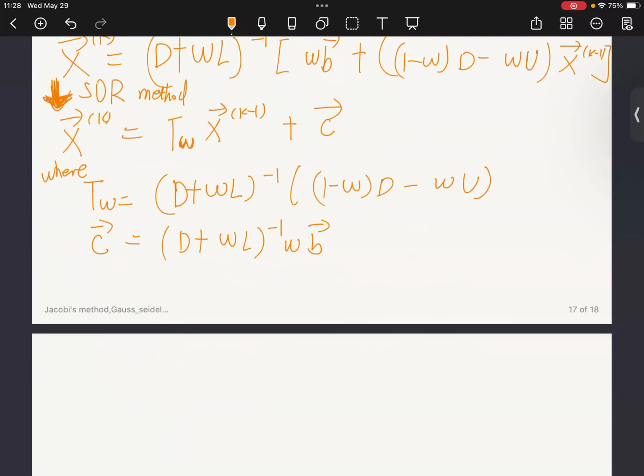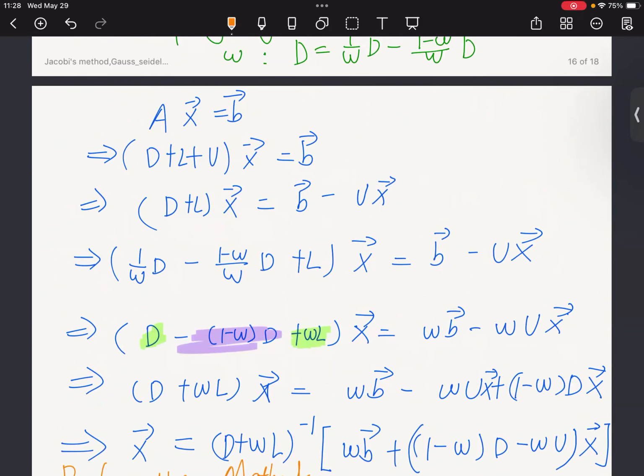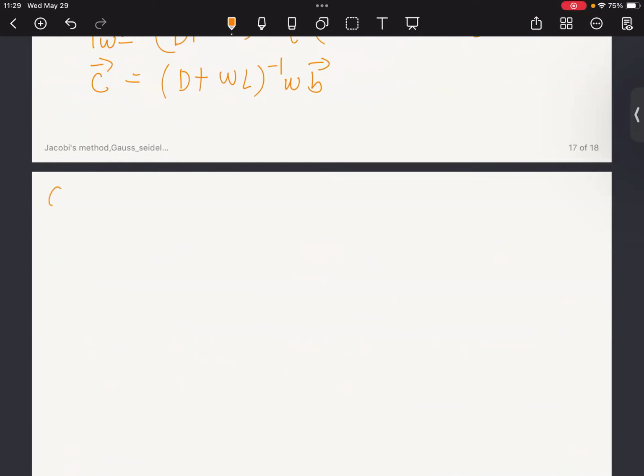As you can see here, if I let this omega be 1, then the left-hand side is just D plus L, right? And it corresponds to the Gauss-Seidel method. We don't have the 1 minus omega part. So case 1, omega equals 1, and that is the Gauss-Seidel method.